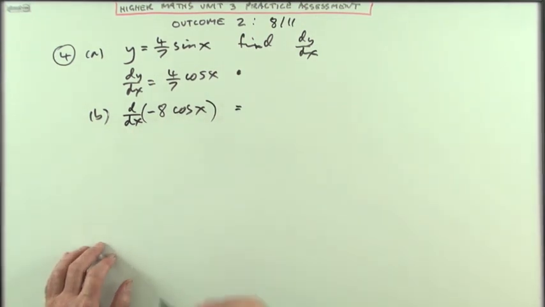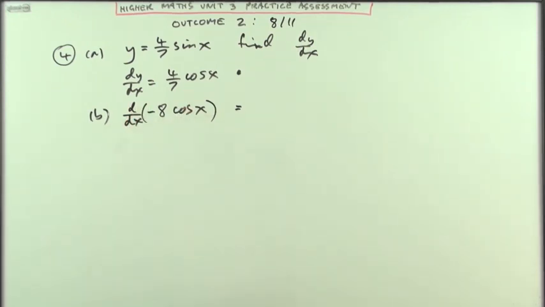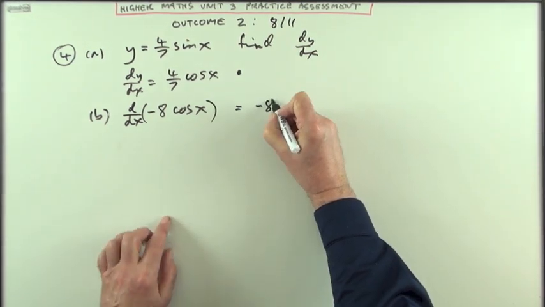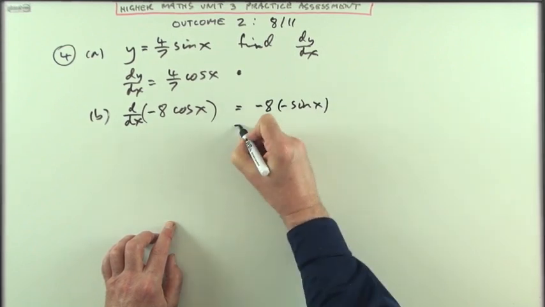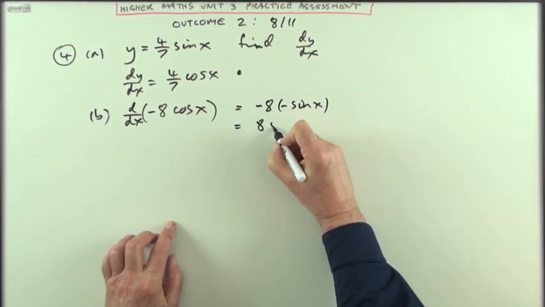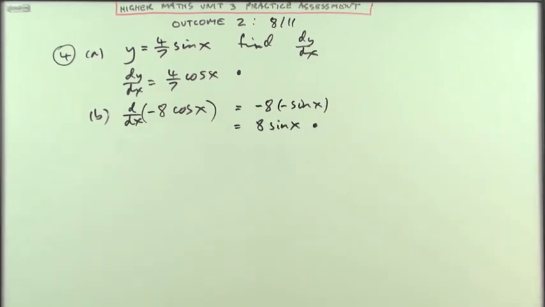And that's easy enough. Cos will go to a sine, but it goes to a negative sine. Now, there's only 1 mark for the answer, so you can either just do that part in your head, so it'll be the negative of negative 8, or you can think that coefficient will remain, but cos will go to negative sine. Negative of negative, that will be 8 sine x. There's only 1 mark for the answer.